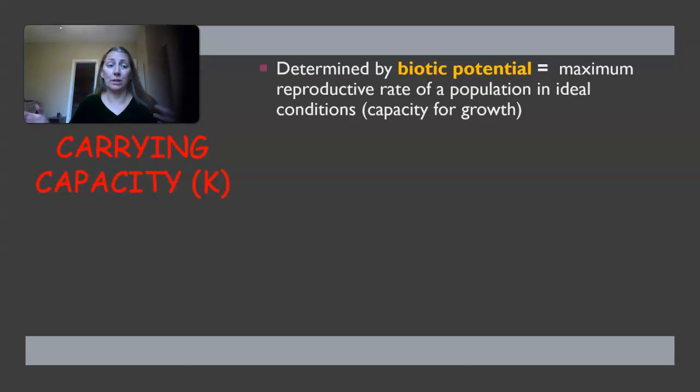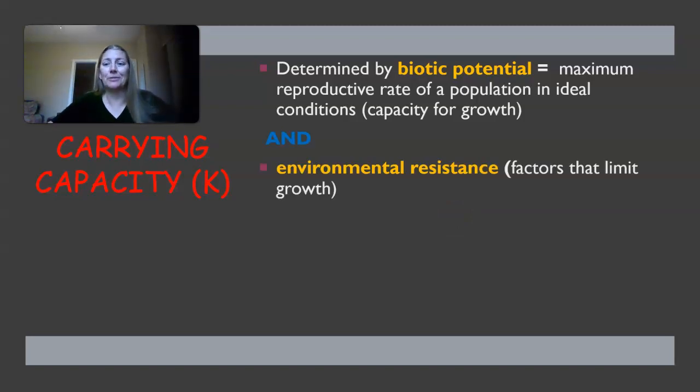Biotic potential is, based on whatever organism we're talking about, how quickly, how rapidly can those organisms reproduce in ideal conditions? Ideal conditions would be without limiting resources. How quickly can they reproduce? How quickly can that population grow? And the second thing that determines carrying capacity is environmental resistance. Those would be your limiting factors. So those 2 things working together, biotic potential plus what's going on in the environment, that is going to determine the carrying capacity of a habitat or an environment, or even the carrying capacity of the planet.